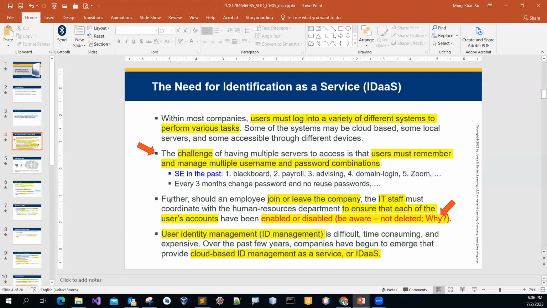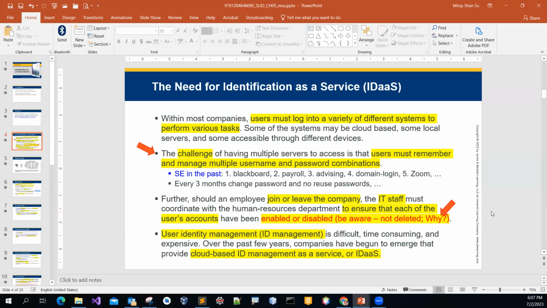All right, next one. Further, should an employee join or leave the company, the IT staff must coordinate with the human resources department to ensure that each of the users' accounts has been enabled or disabled. So be aware that over here it says disabled. It did not mention that the account should be deleted. Why don't we want to delete the account?